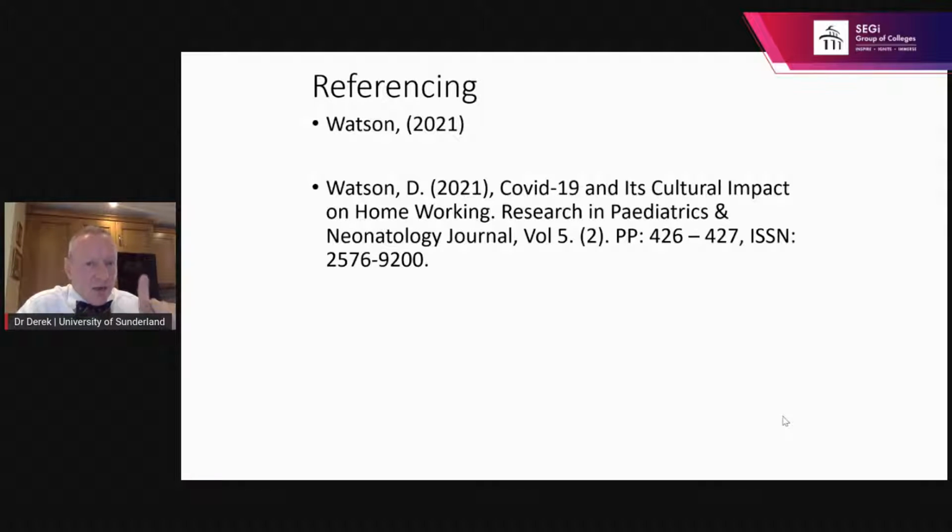But this referencing needs to be correct. So for example, if you're referencing one author, a sole-authored paper, in your main text you'll put the surname, a comma, and in brackets, the date. Then when you go back to the last page, your reference section, you will have the author, Watson, D., 2021, the title of the paper, the journal, the volume, the issue number, the page numbers, and the ISSN number.